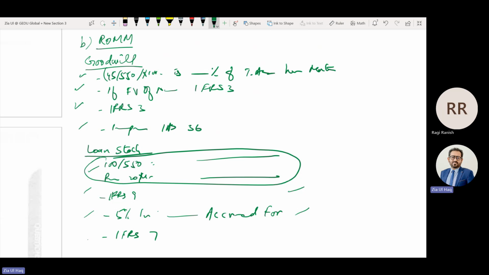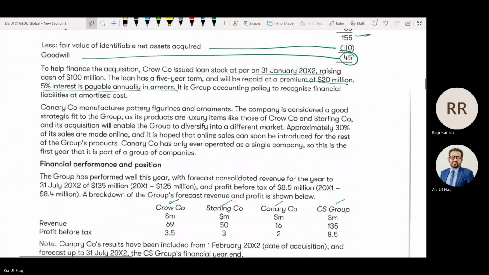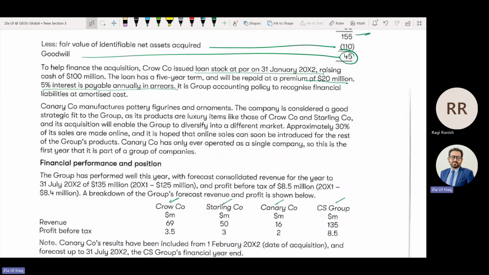There must be a detailed disclosure in the financial statements for IFRS 7. In case of no disclosure, the financial statements could be misstated. Are you with me? Okay, moving forward. Two issues we have discussed.